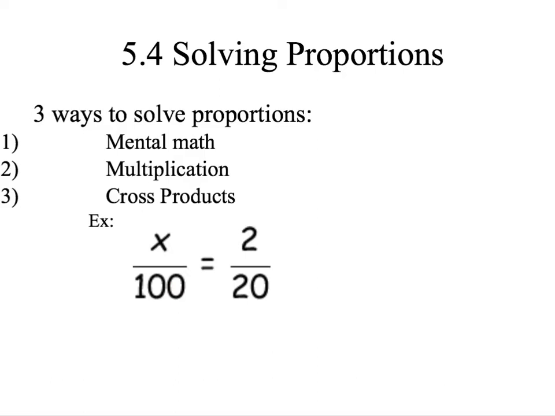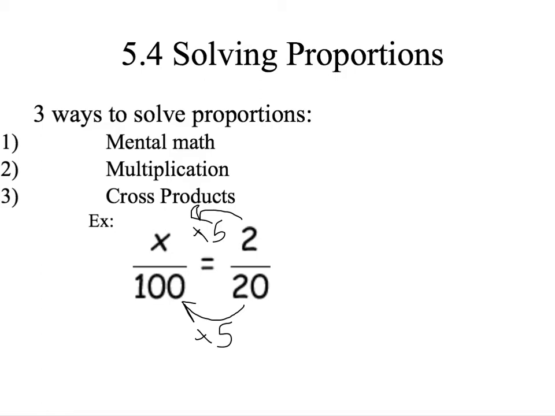Multiplication is what we've been doing. We understand that 20 times 5 is going to get me the 100, so I would multiply my 2 times my 5, and my answer, of course, would be the 10 that I just talked about. That's what we've been doing.